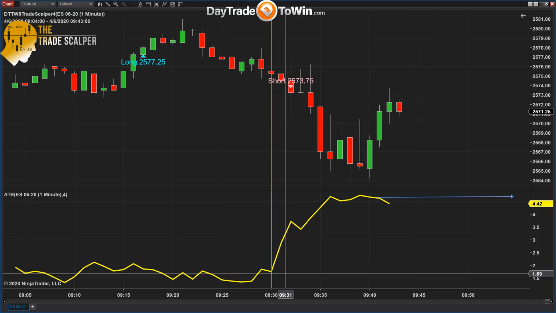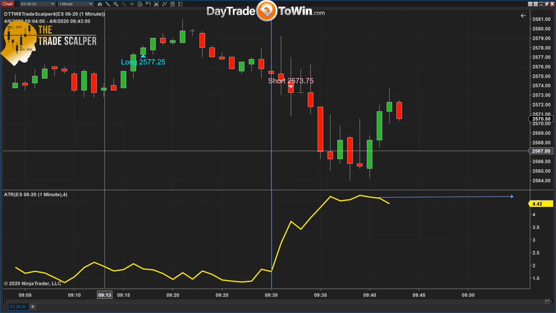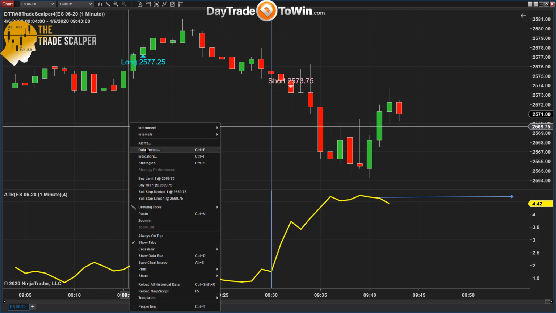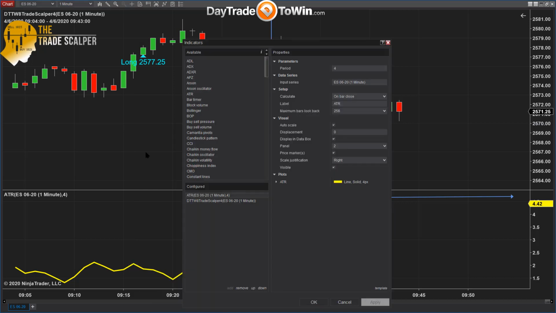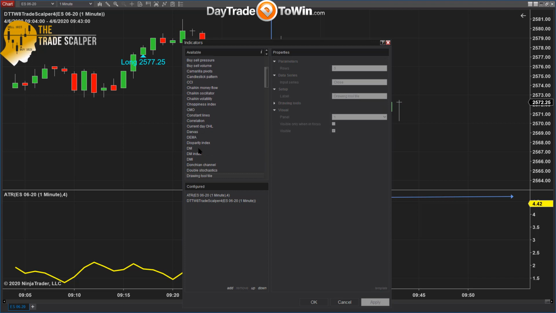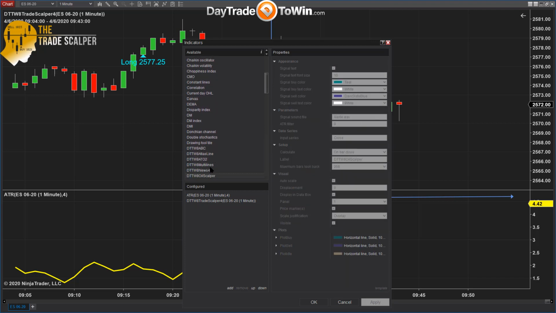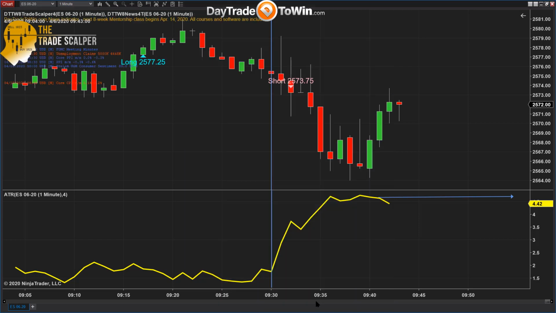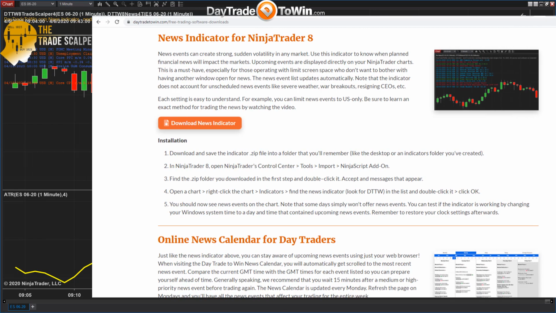The other thing I want you to be aware of is news events. And so I have a news indicator that I offer for free, and I usually provide it for 6 months as a trial for free unless you're a DayTradeToWin member. And so I'm going to add here the news indicator. If you haven't downloaded it already, you can go ahead and download it, and you can see for yourself here the type of news that we have upcoming.